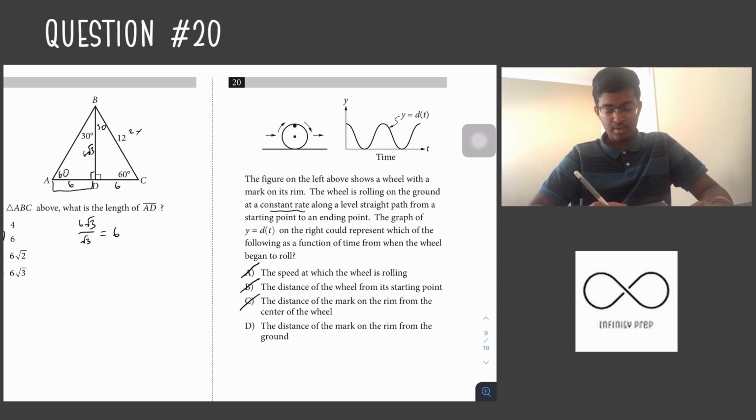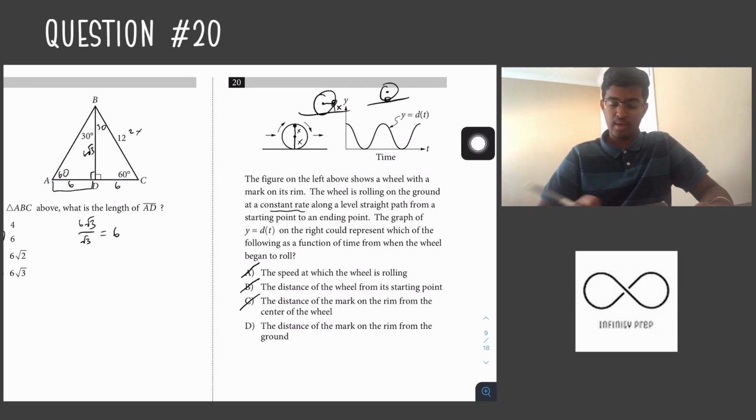D is the distance of the mark on the rim from the ground. Okay, right here in the picture, the distance of the mark from the ground, let's say that's x and x, so 2x. Now, when it rolls forward a bit, the mark is going to be right there. This is in line with the center, so that should be x. So it gets halved, and then at another point, the mark is going to be all the way at the bottom, and the distance is going to be 0, which corresponds with that spot right there. And the cycle repeats, and that shows the graph, so answer choice D is correct.